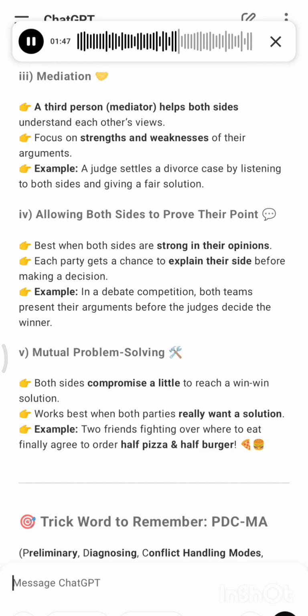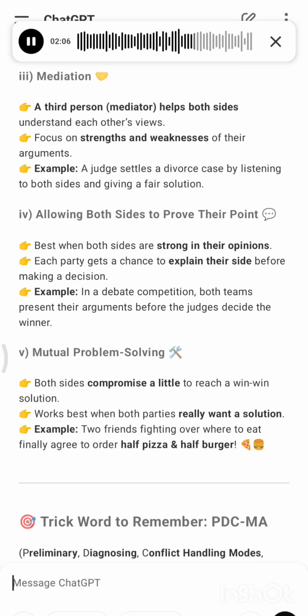IV, allowing both sides to prove their point. Best when both sides are strong in their opinions. Each party gets a chance to explain their side before making a decision. Example: in a debate competition, both teams present their arguments before the judges decide the winner.